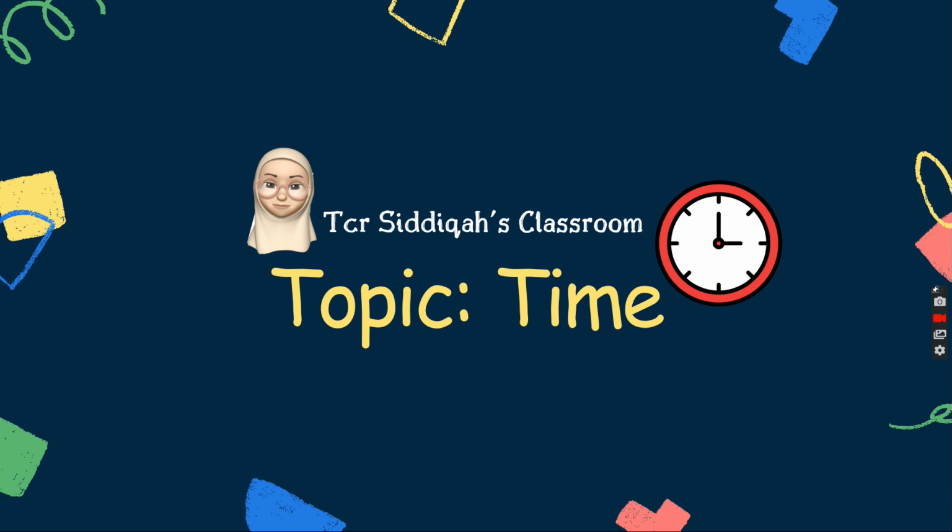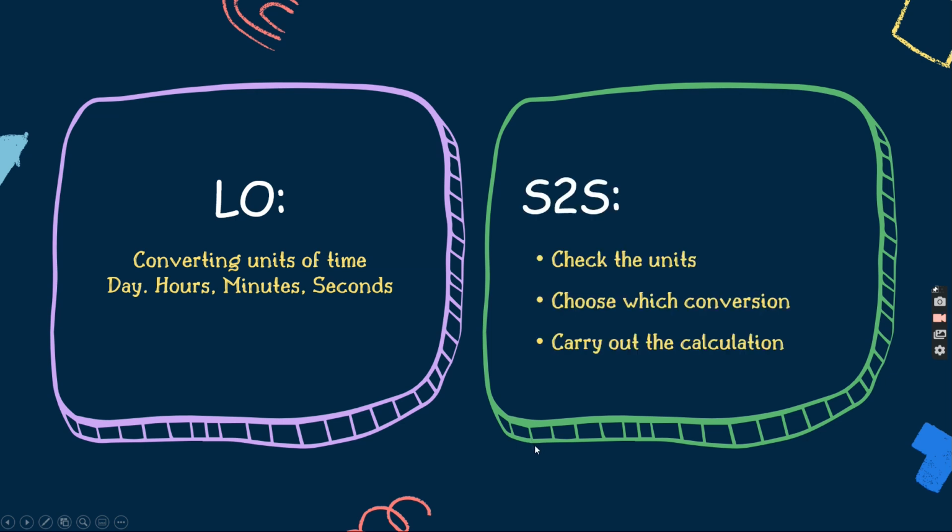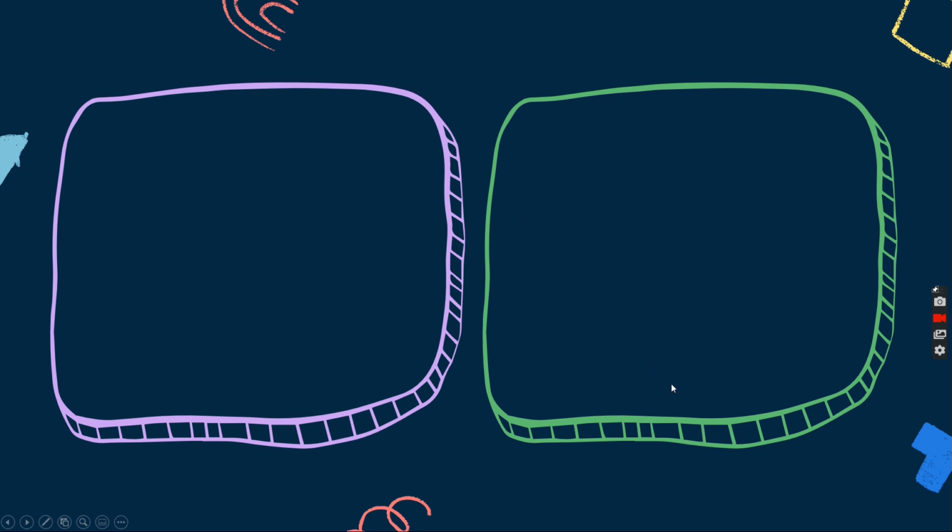Today we are going to continue our topic on time. So our LO for today is the same as last Monday. We are going to convert units of time: day, hours, minutes, and seconds. And our S2S are still the same. First thing first, we're going to check on the units, and then we're going to choose which conversion we are going to use, and then we're going to carry out the calculation.